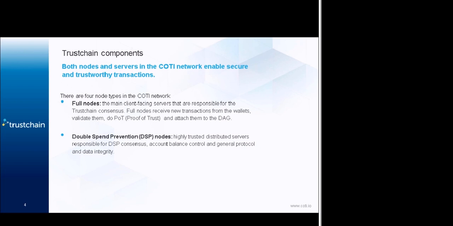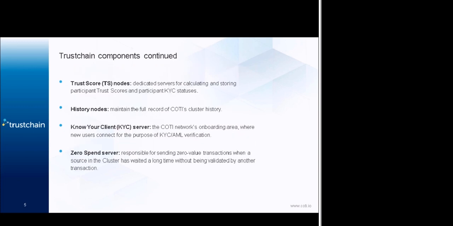The second type of nodes are the DSP nodes, the protection layer, which are highly trusted nodes responsible for reaching consensus on account balance and also data integrity. Another very important type of node is the Coty trust core node, which is responsible, as its name says, for calculating participant trust scores within the network. And the last type are history nodes, which are responsible for storing all the transaction history of the Coty ledger.